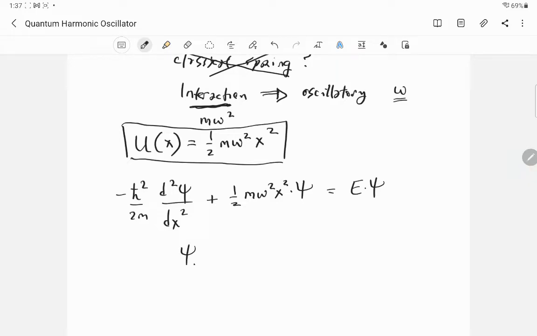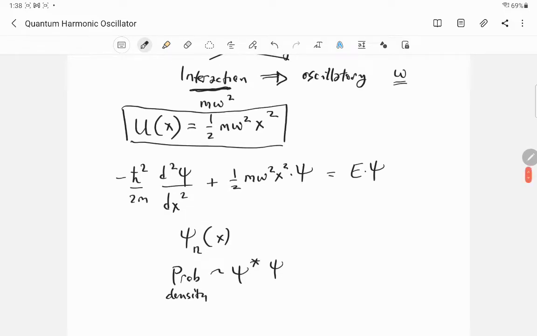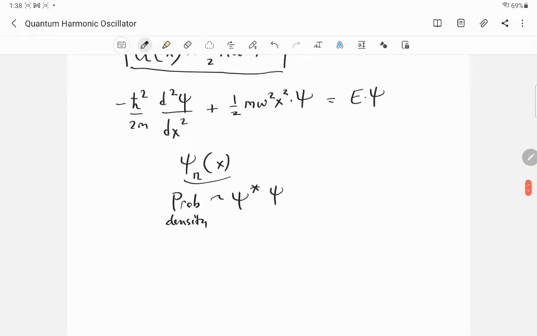And Schrodinger's equation is going to give you wave functions. And the wave functions are likely going to be indexed by some quantum number n, and they're going to be functions of space. And we know how to understand them as being associated with probability density by remembering that you go psi star psi. So it's probability density. Okay, so the Schrodinger equation has these solutions. So let's talk about the solutions.